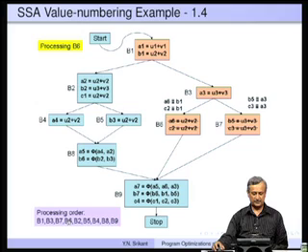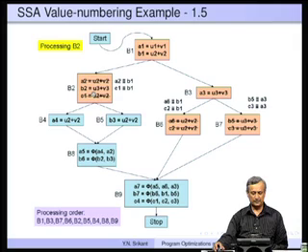Then we process B6 in that reverse post order. So, here we find A6 as B1. So, U2 plus V2, which is defined here in the dominator scope, and C2 as B1 again. So, that is also defined here, and we can delete these two.